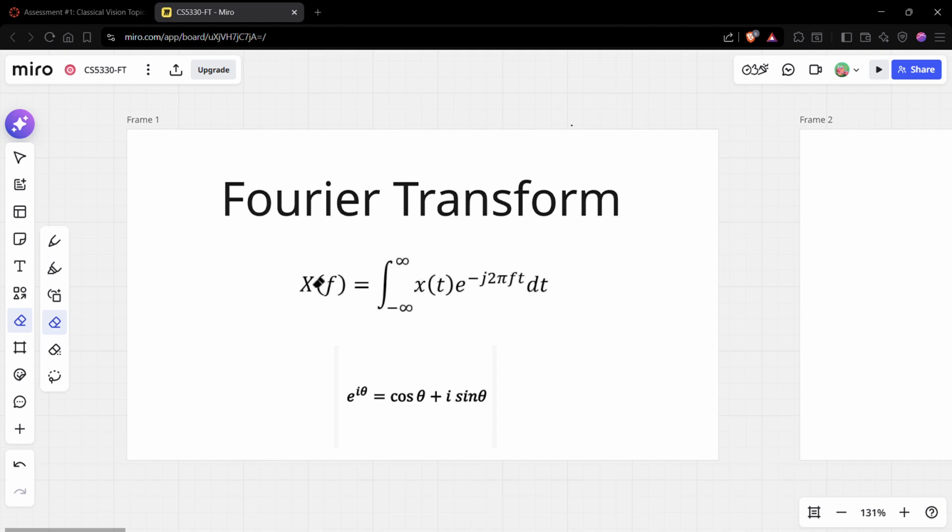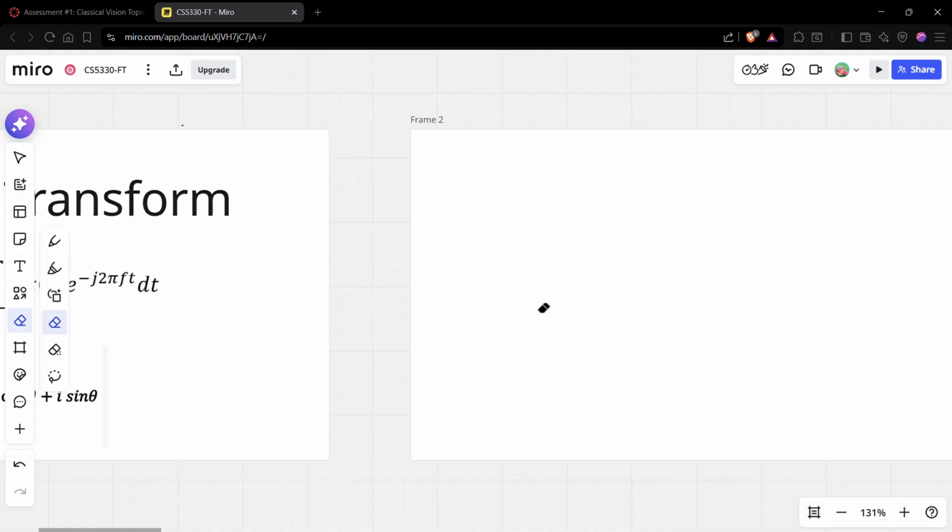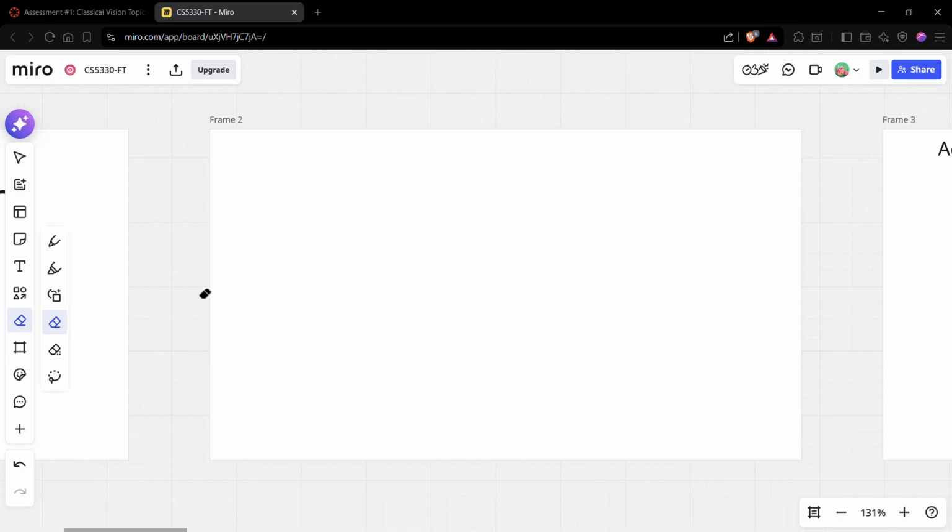The formula for the Fourier transform is the multiplication of the time function with an exponential function, and you take the integration of the function with respect to time. We'll come back to the formula, but first let's take an example.